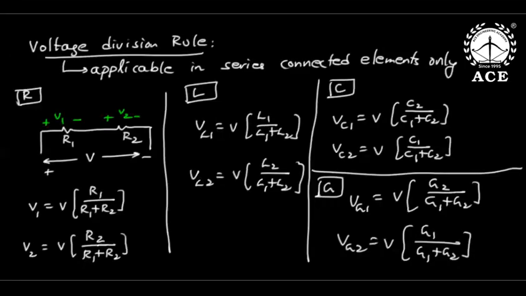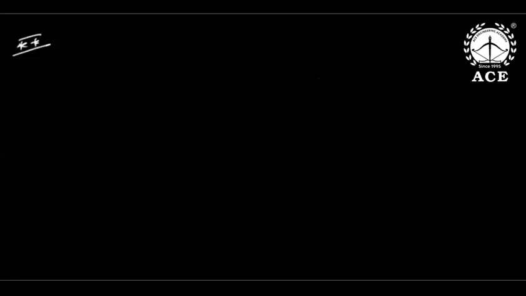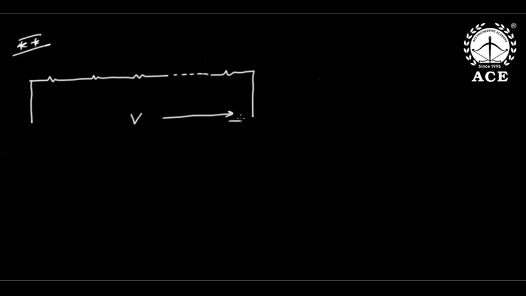Then I will extend for more elements in series. Suppose these are all formulas for 2 elements in series, but suppose there are n resistors in series. I'm giving total voltage V across this series string, where this is R1, R2, R3, and so on to Rn.